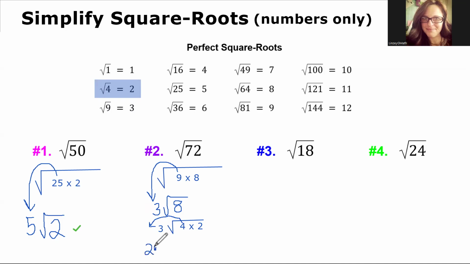And we'll multiply the 2 times the 3 we already had out front. This 2 stays under the square root. And 2 times 3 is 6. Our final answer, 6 square root of 2. 6 square root of 2 is equal to the square root of 72.